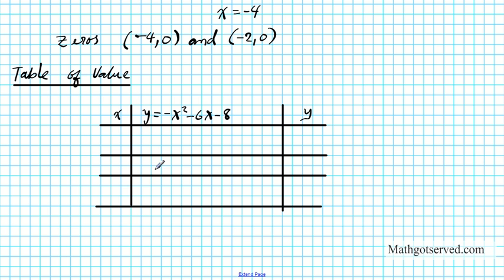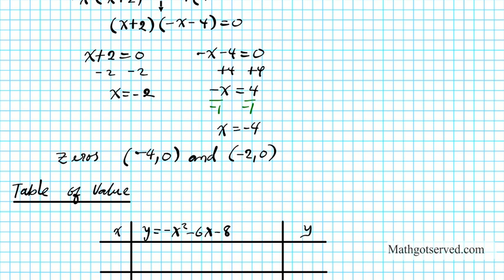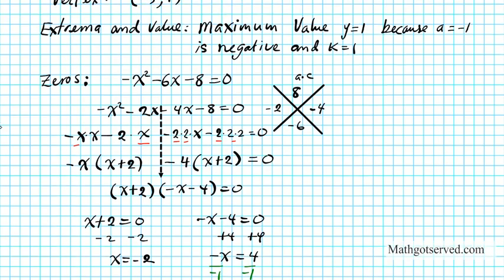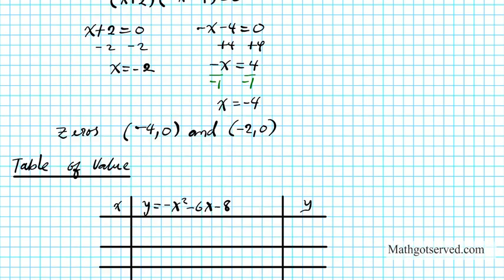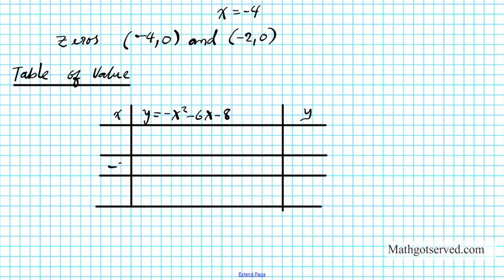Alright, we're going to position our vertex in the center. Our vertex is, what is our vertex? Negative 3, 1. So we'll put negative 3, 1. We don't have to do any work here.